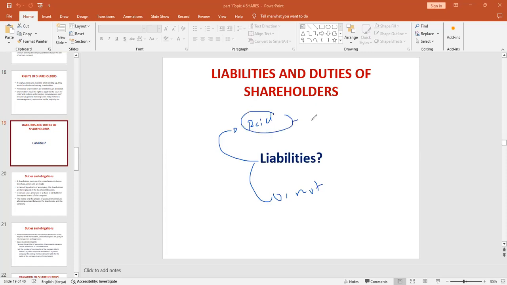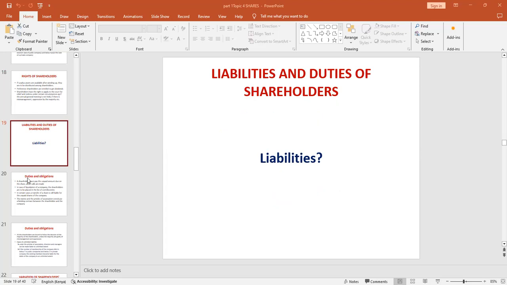If you've paid for the shares 100%, then you don't have any liabilities in relation to shares. But if you've not fully paid for the shares, then when the company needs money, you are liable to give the company the money in relation to what you've not paid for. So that's the thing, okay? You're supposed to pay for the remaining shares that you've not paid for. So those are your liabilities as a shareholder.